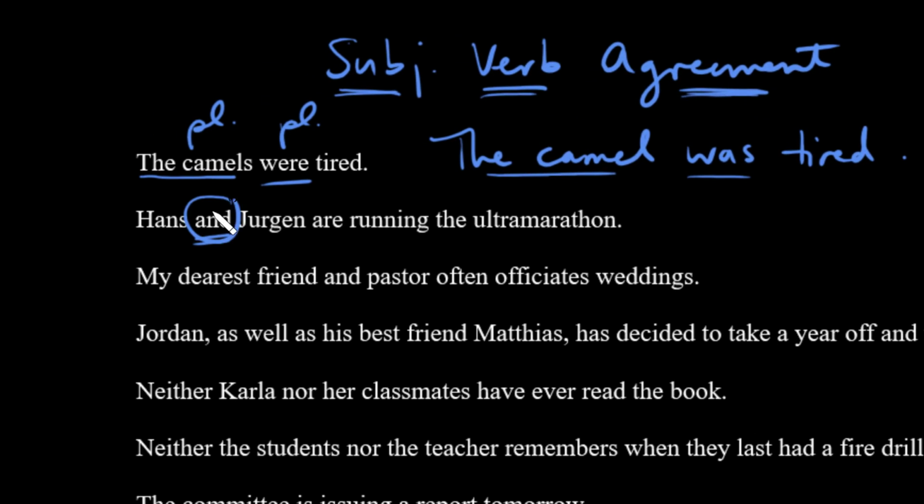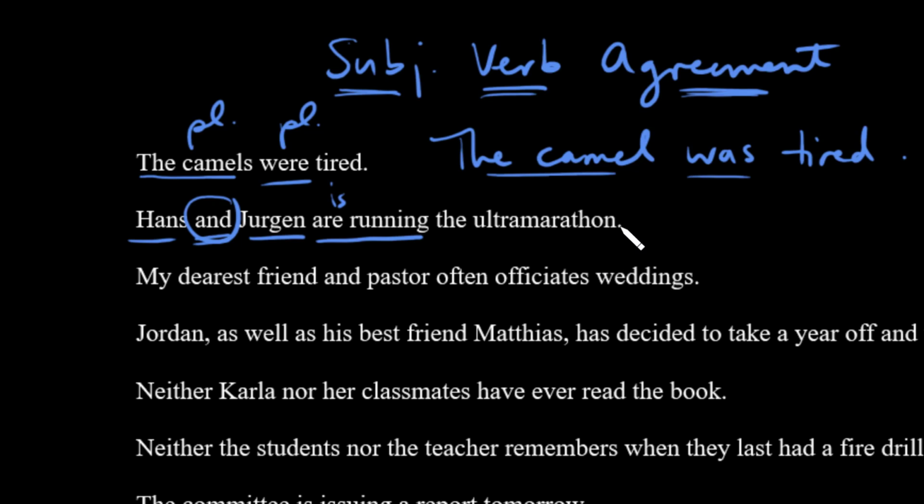So if you have and, then it tends to create a plural subject. So Hans and Jürgen, we have two nouns, and with and they become a plural subject, and the verb then is plural as well. It's not is running, okay, but it's are running, the ultramarathon.